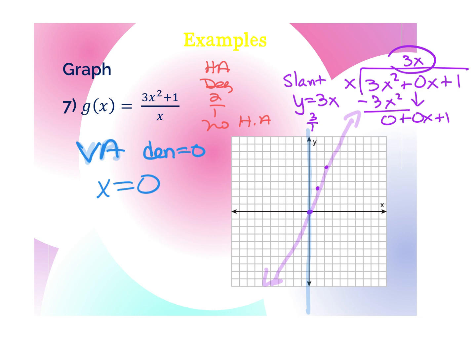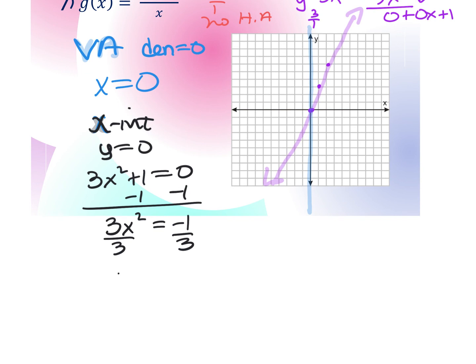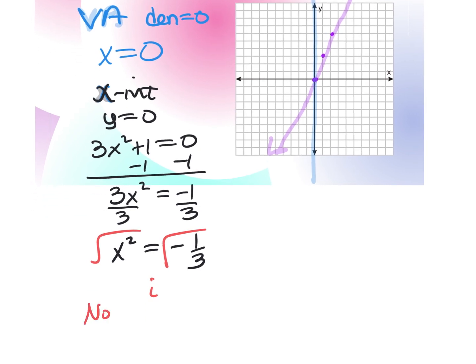And now I can find an x-intercept by setting y equal to 0. Again, all I need to do is the numerator. So it's 3x squared plus 1 equals 0. When I subtract, I get 3x squared equals negative 1. Divide by 3. x squared equals negative 1/3. As soon as I start to square root a negative number, I know I'm going to get an i out of this. I do not want any imaginary, so no imaginary solutions. I'm not graphing imaginary numbers, so I would say no x-intercepts.